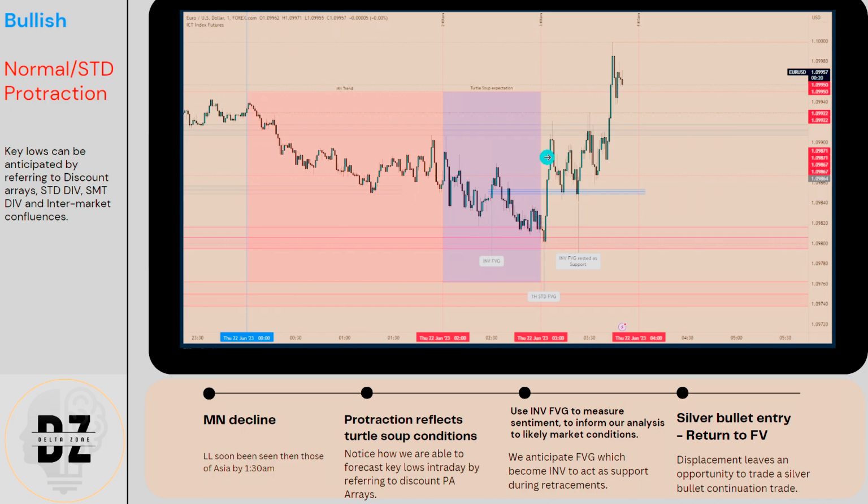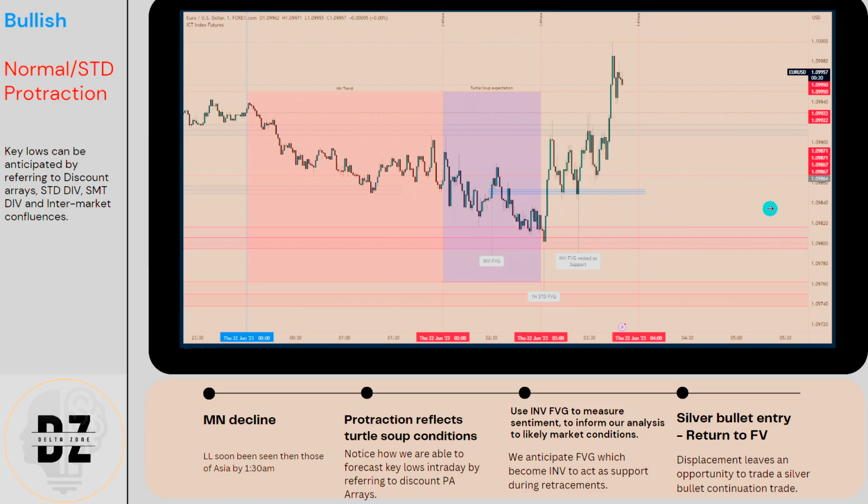As price expands, we can use inverted fair value gaps to measure shifts in market structure or shifts in sentiment as price moves from a buy model to a sell model. So you'll see in this situation, as price expands through the fair value gap here, it retests it multiple times. Support as the wicks do the damage and the bodies close inside of the value area of the inverted fair value gap. Again, note the time between 3 and 4 a.m. so that displacement leaves an opportunity to trade a silver bullet continuation trade.